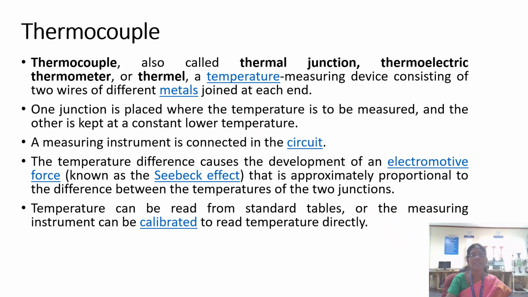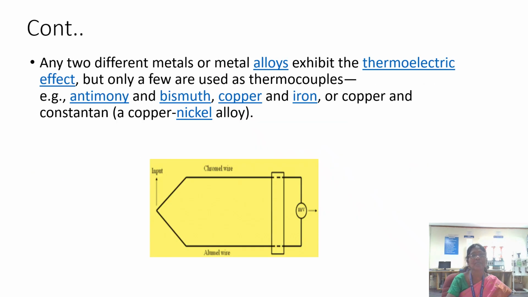One junction is placed where the temperature is to be measured and the other is kept at a constant lower temperature. A measuring instrument is connected in the circuit. The temperature difference causes the development of an electromotive force, known as the Seebeck effect, that is approximately proportional to the difference between the temperature of the two junctions. Temperature can be read from standard tables, or the measuring instruments can be calibrated to read temperature directly.